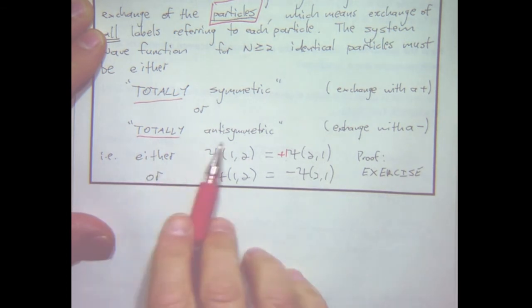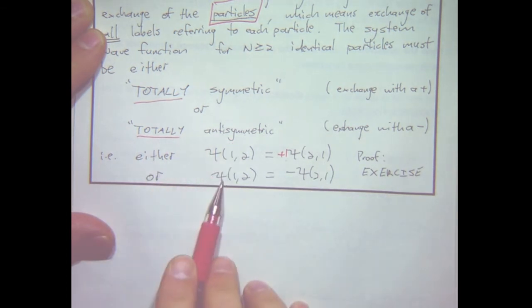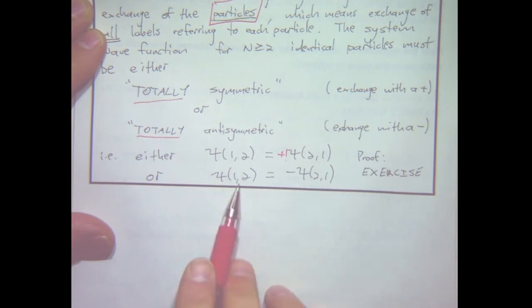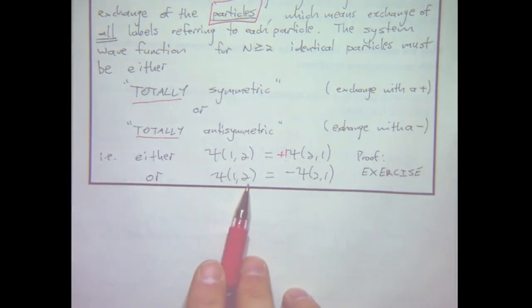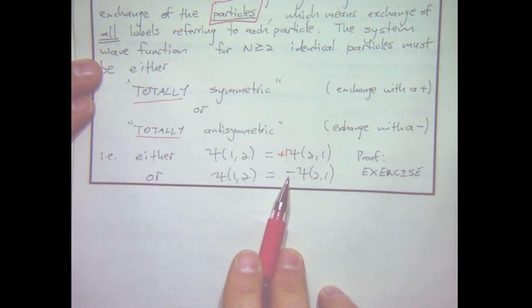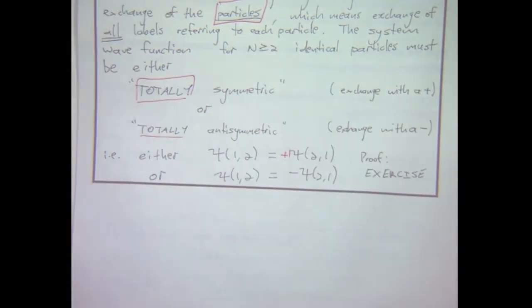Or totally anti-symmetric, which means that psi 1, 2, if you swap one pair of particles, swaps with a minus sign. You get a minus sign out of it. But the important thing is it's totally symmetric or totally anti-symmetric.